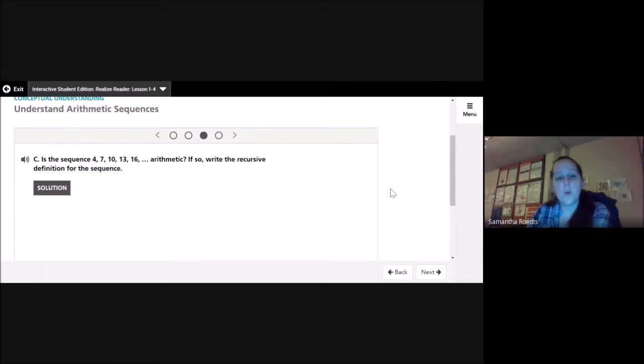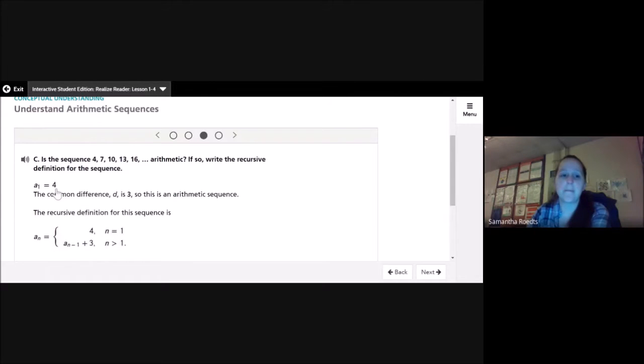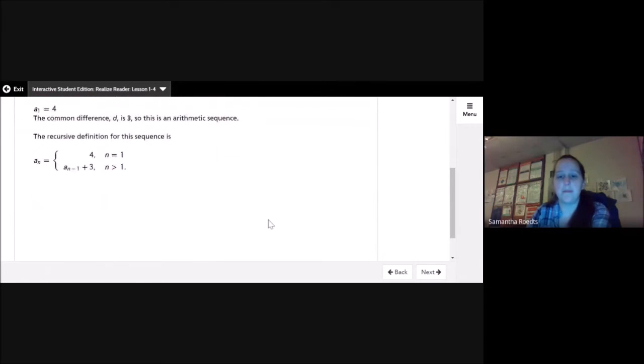Is the sequence 4, 7, 10, 13, 16 arithmetic? If so, write the recursive definition for the sequence. So a sub 1 equals 4. The common difference d is 3, so this is an arithmetic sequence. Okay, so I add 3 each time. The recursive definition for the sequence is a sub n equals 4 when n equals 1, and a sub n minus 1 plus 3, which is the difference, when n is greater than 1.